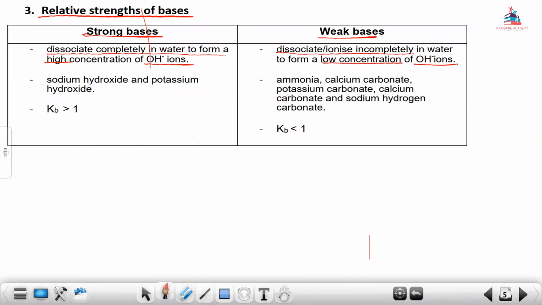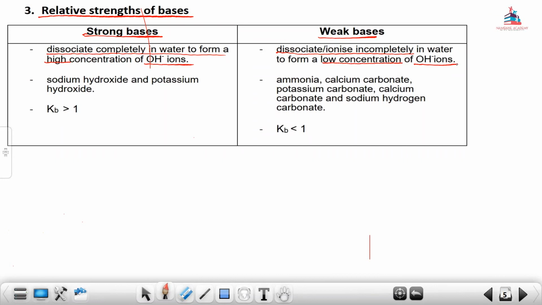So that is the first thing to look into. Even if the examiner tells me that substance A dissociates completely in water to form a high concentration of OH minus, I will fully understand that the examiner is referring to a strong base. If the examiner says substance Y dissociates incompletely in water, automatically it should be an indication to me that I am working with a weak base.